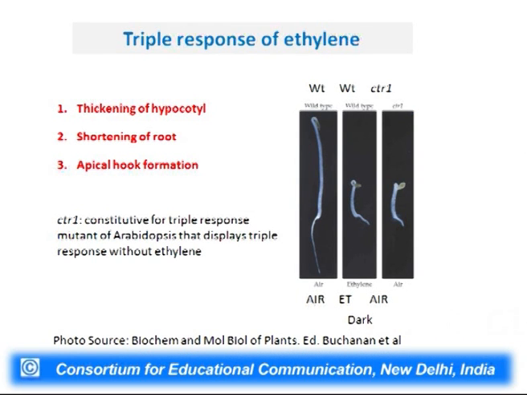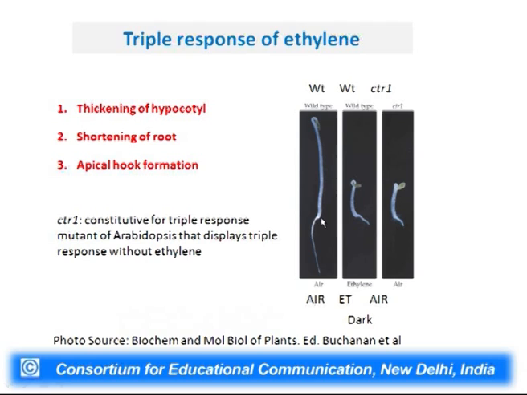Now, look carefully at this ethylene effect on seedling growth. This is commonly called the triple response of ethylene. Earlier I told you that if you germinate a seedling in the dark, then there is elongation of the hypocotyl. The same thing if you had grown in the light, you would have maybe half of it, but in the dark it actually elongates much faster.